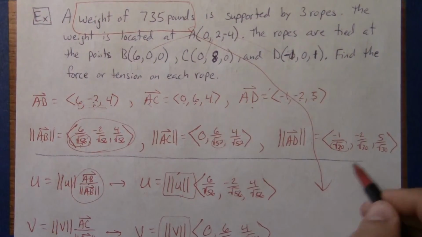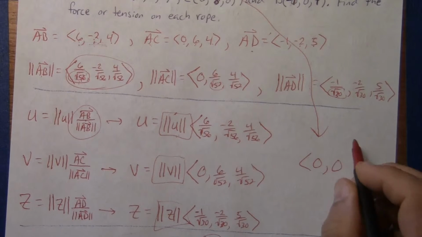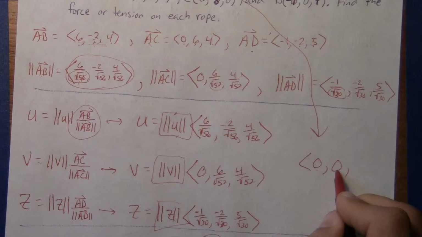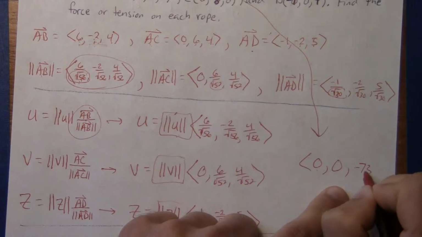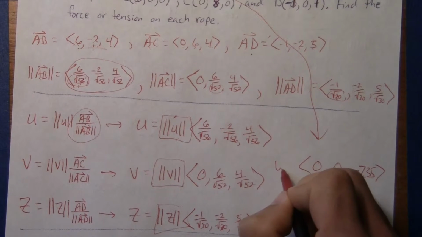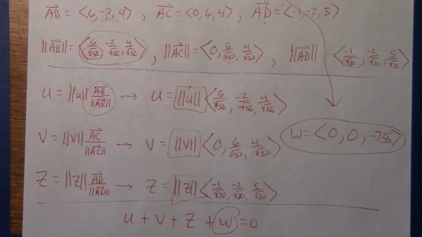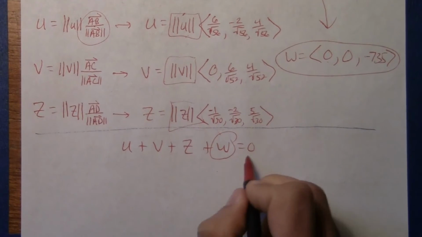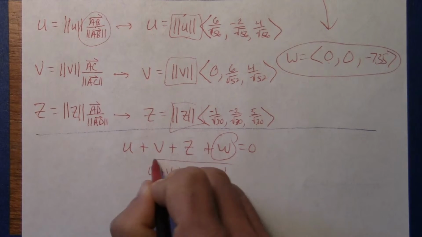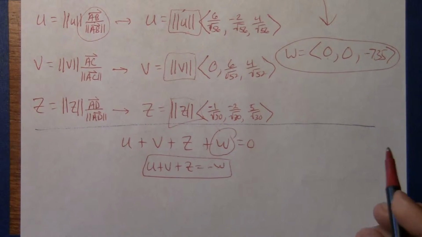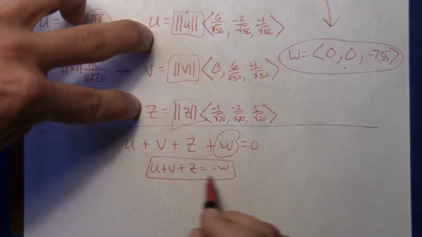Think of gravity. You're not moving to the right, up or down. The only thing it's doing is going down. Gravity is pulling this object down. This is vector W, 0, 0, negative 735. So another way to write this would be U plus V plus Z is equal to negative W. And what I'm going to do is write a system of equations now using these three vectors and that vector and plugging it in here.